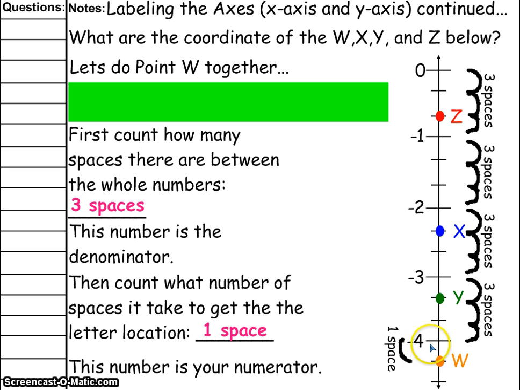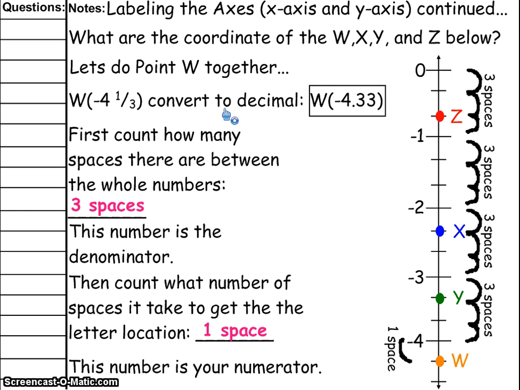Notice that it is past the whole number -4, so it's going to be a mixed number. So point W is located at -4 1/3. When you divide 1 divided by 3, you get a repeating decimal of 3. So you can just round it to the nearest hundredth. So the location of point W as a decimal is -4 and 33 hundredths.